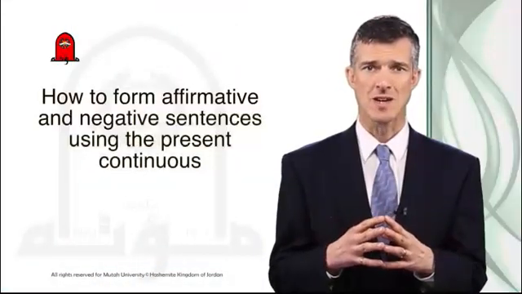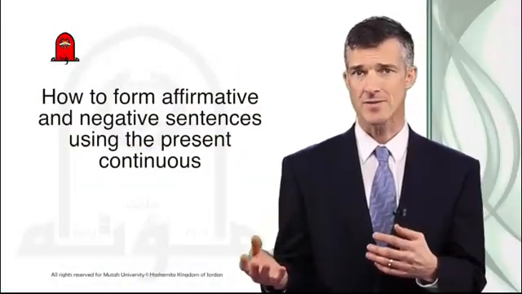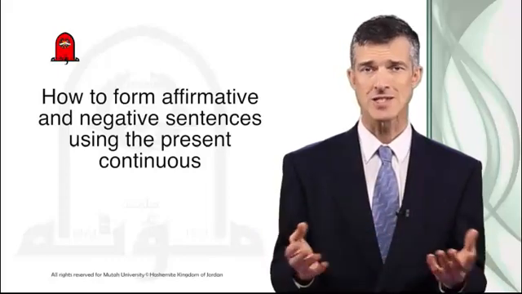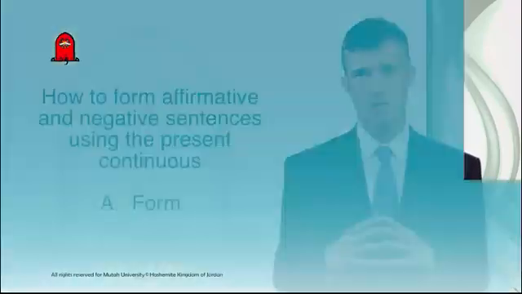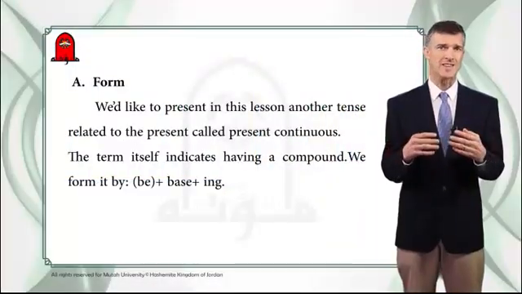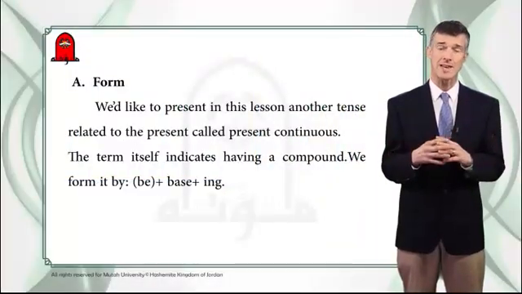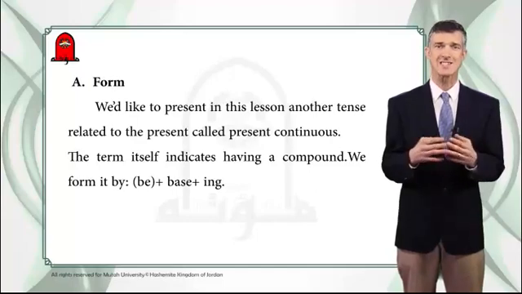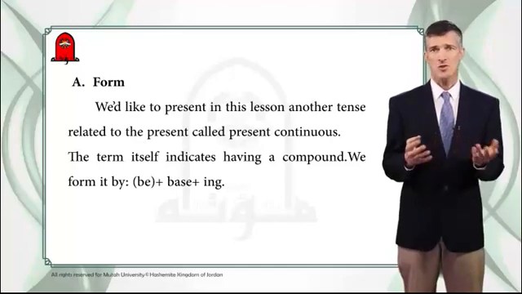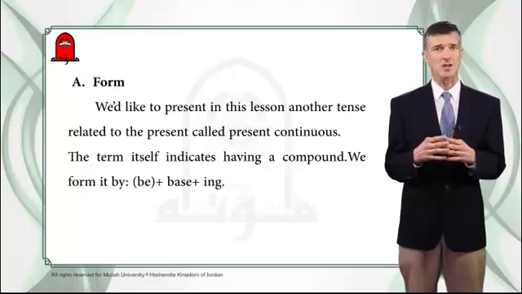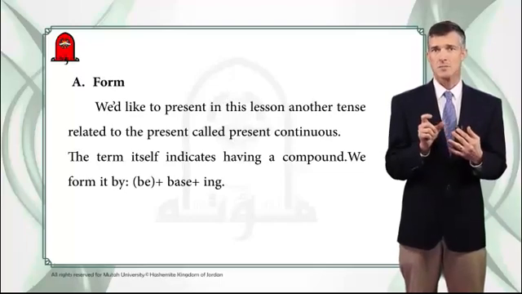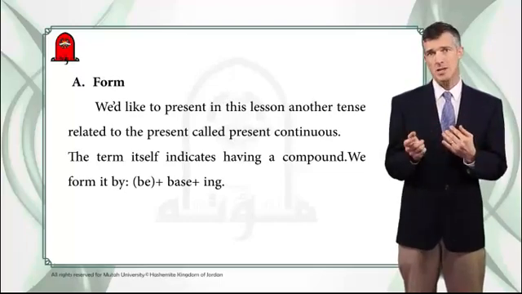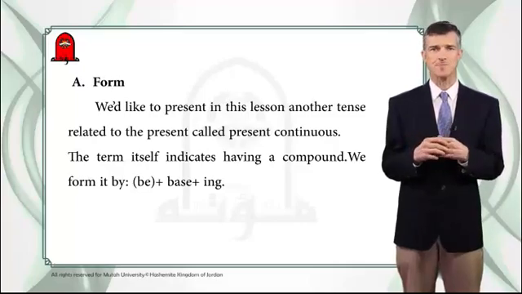How to form affirmative and negative sentences using the present continuous tense. Form. We'd like to present in this lesson another tense related to the present called present continuous. The term itself indicates having a compound. We form it by be plus the base verb plus ing.